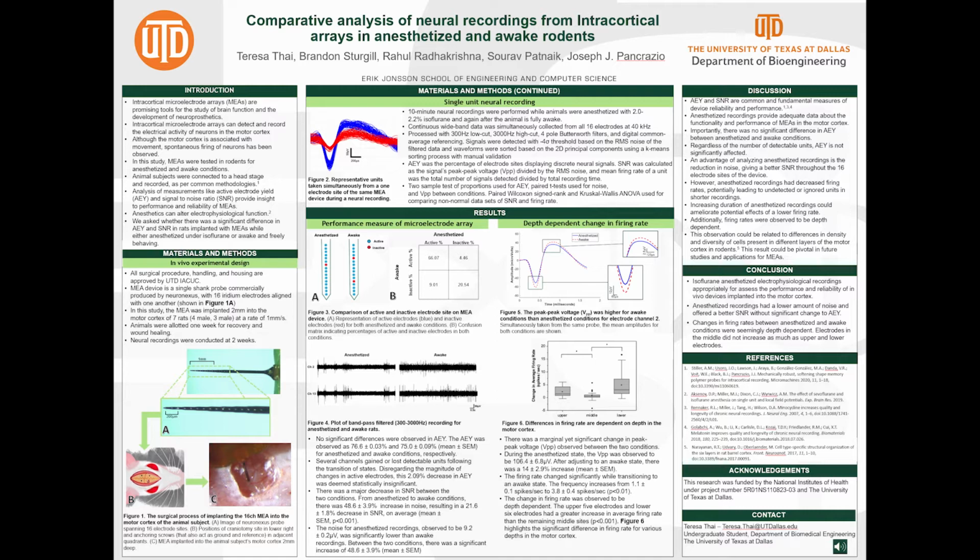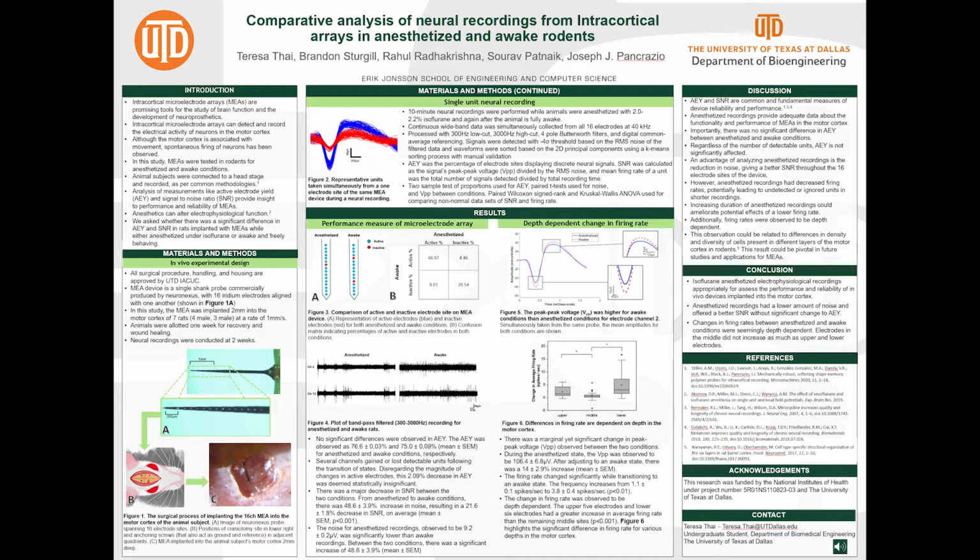The other important measure is SNR. From anesthetized to awake, there was a significant 21.6% decrease in SNR. This is largely due to the 48.6% increase in noise for the awake condition. A higher amount of noise indicates a lower or worse SNR value. A higher or better SNR will allow for easier detection of signals overall.